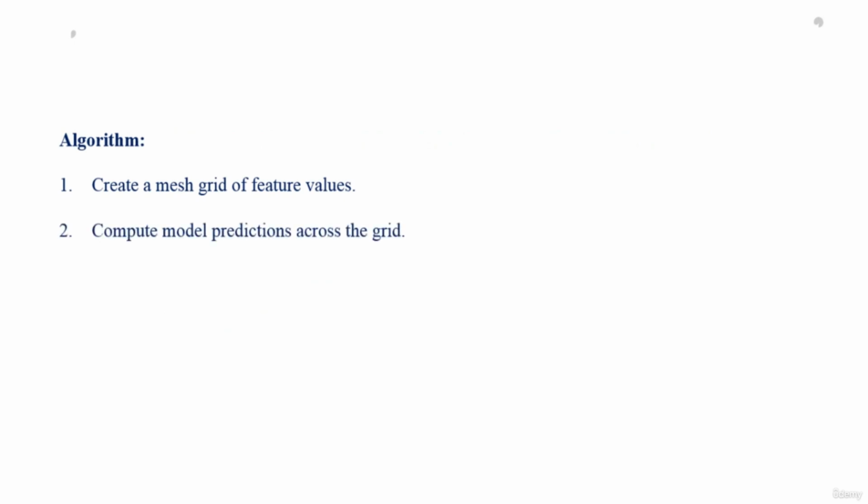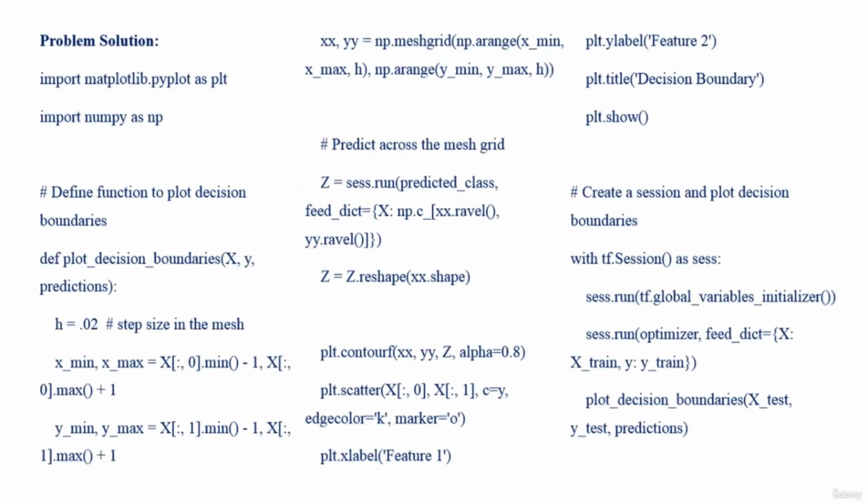Algorithm. Create a mesh grid of feature values. Compute model predictions across the grid. Plot decision boundaries and data points. How code is working: the code plots the decision boundaries of the trained model. A mesh grid is created over the feature space, and predictions are computed to visualize how the model separates different classes. Data points are then plotted on top of the decision boundaries.